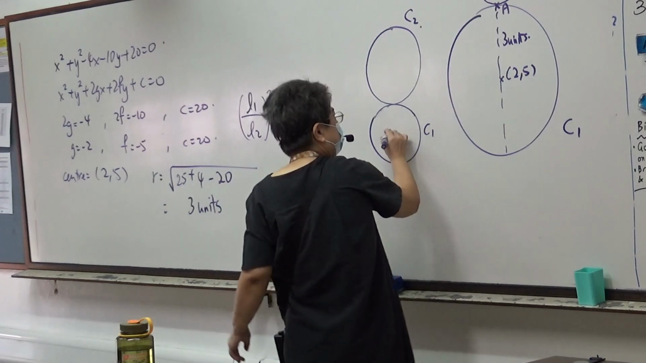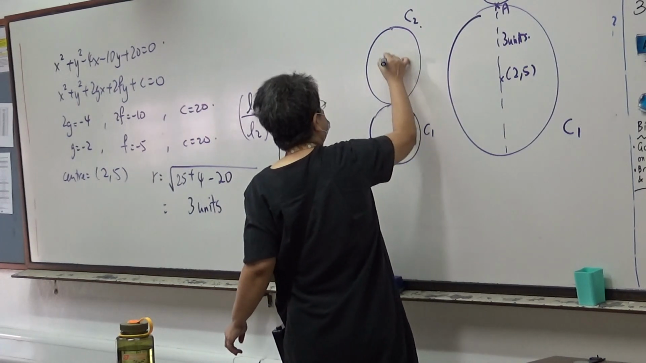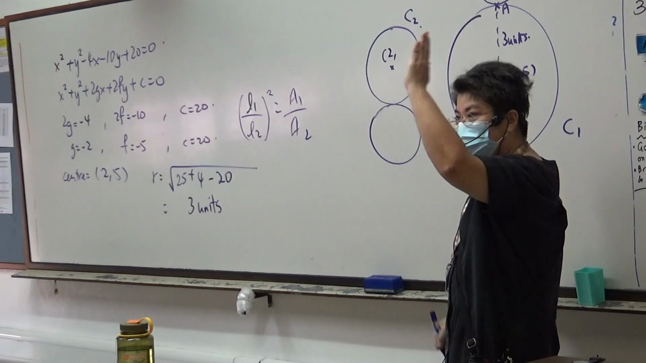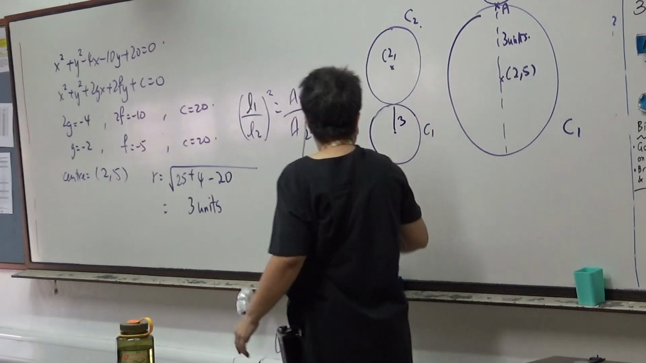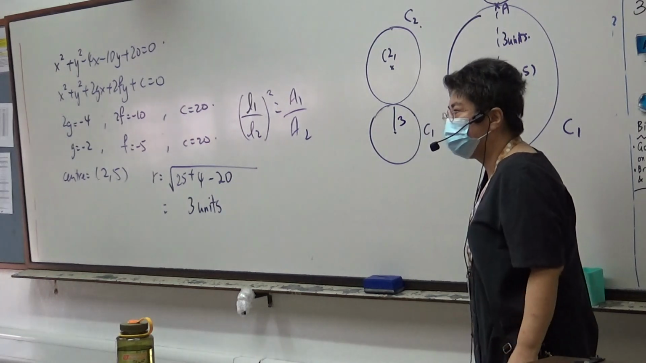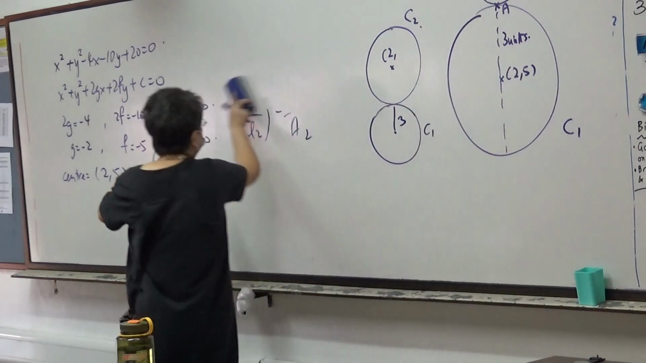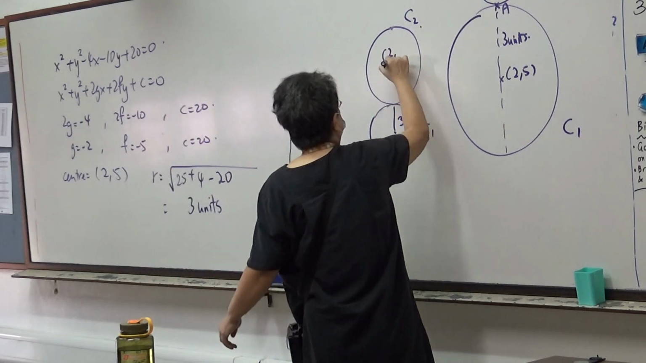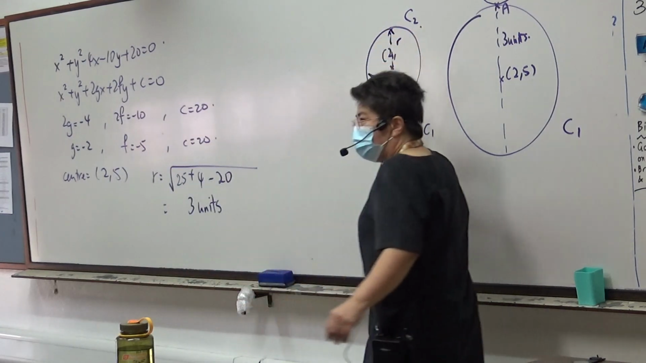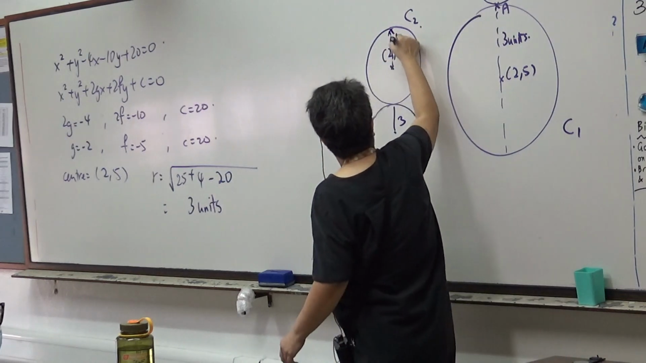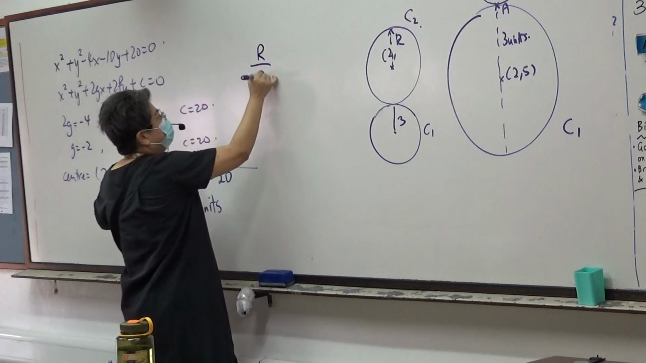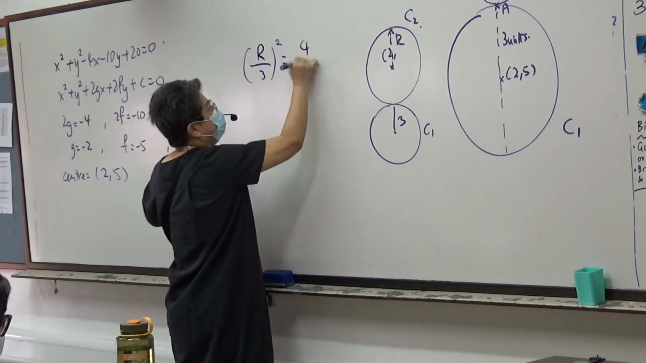Now, I know that this one is 2. So this center is actually 2 something, vertically above it. Now, this is 3 units, right? That means I let this radius be capital R. Now, do you agree that R over 3 squared must give me 4 over 1?